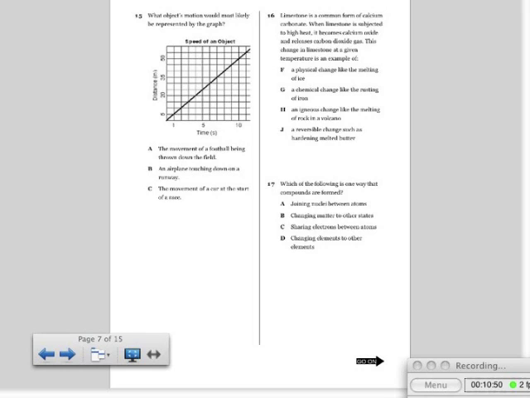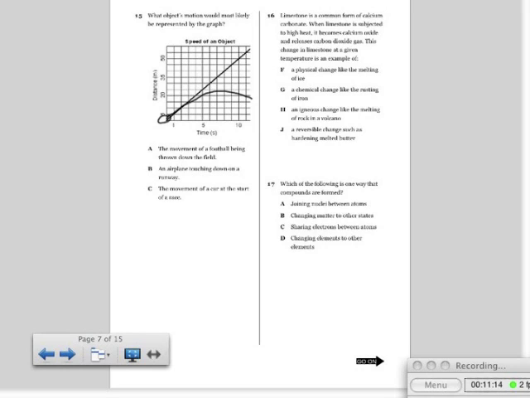Okay, question number 15. What object's motion would most likely be represented by the graph? You notice it starts at 0 and continues to move at an acceleration moving upwards. So the movement of a football being thrown down the field, would that be the right answer? Do y'all think? No, because that would actually show as it sped up and then it started to slow down. So that would be how the football would look.